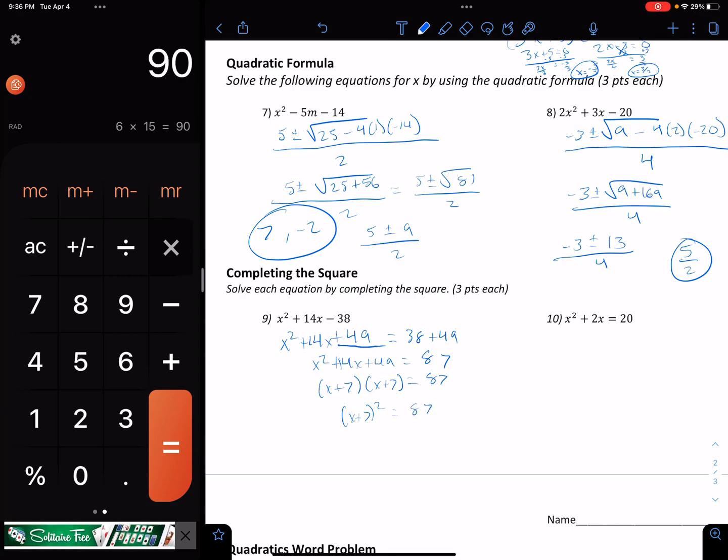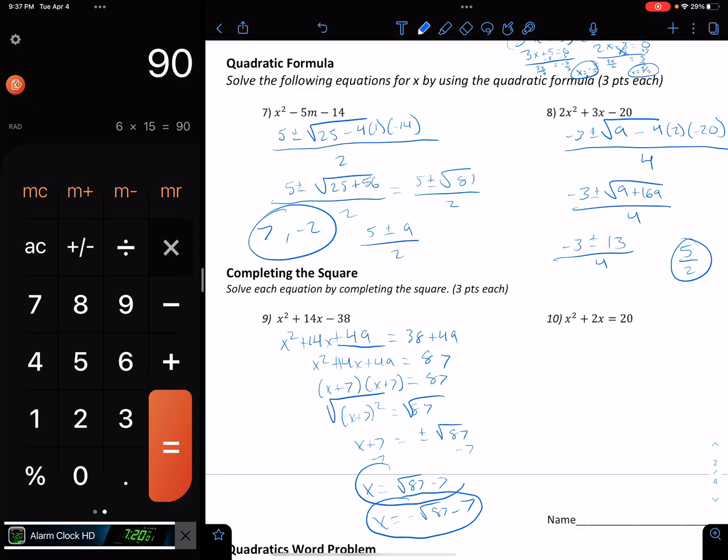To get rid of a squared, I take the square root. So I have x plus 7 equals plus or minus the square root of 87. And then I just subtract 7 from both sides. So my final answer is x equals positive square root of 87 minus 7. And x equals negative square root of 87 minus 7. Those are my two answers. Okay, on to the next one.